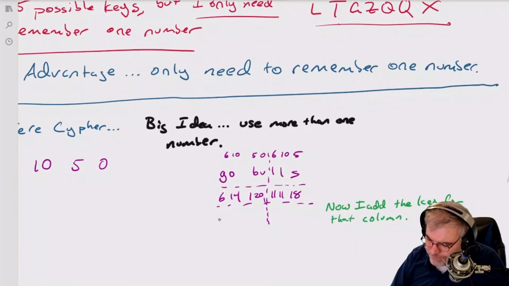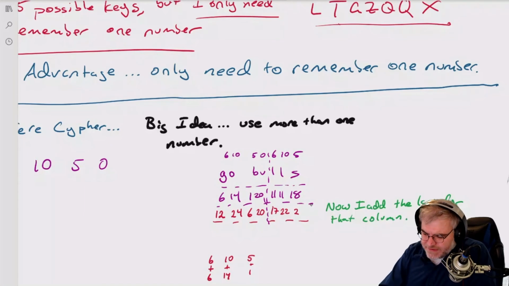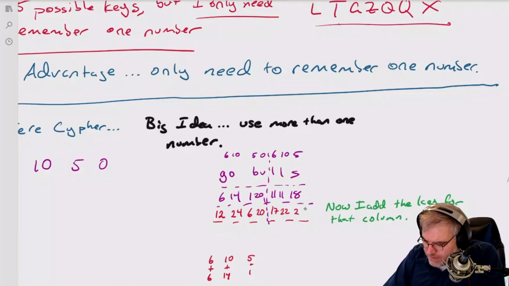So in cipher, I'm going to do 6 plus 6. I'm going to get 12. I'm going to get 10 plus 14, and I get 24. I get 5 plus 1, I get a 6. I do 0 plus 20, I get 20. I do 6 plus 11, I get 17. I do 10 plus 11, I get 22. I do 5 plus 18, I get... I didn't do any that were over... Dadgummit, I still didn't do any that were over 26. Where was I? Oh, 5 plus 18, and I get 23.